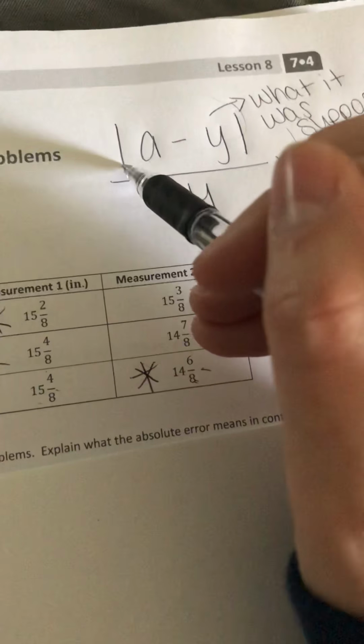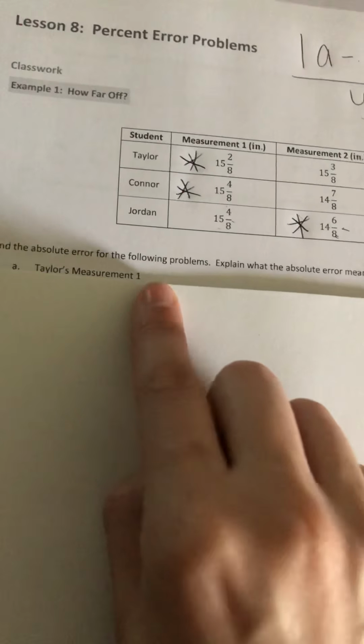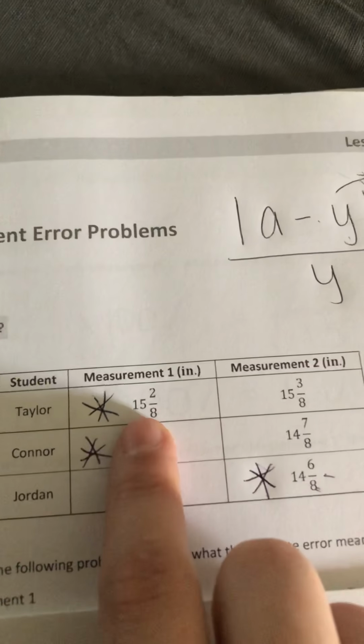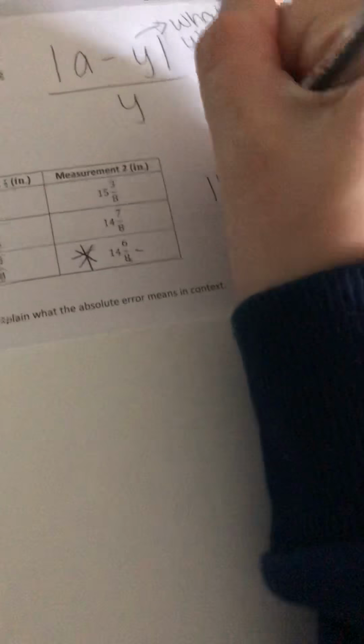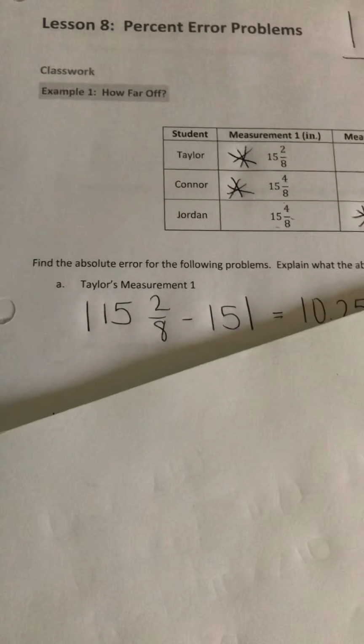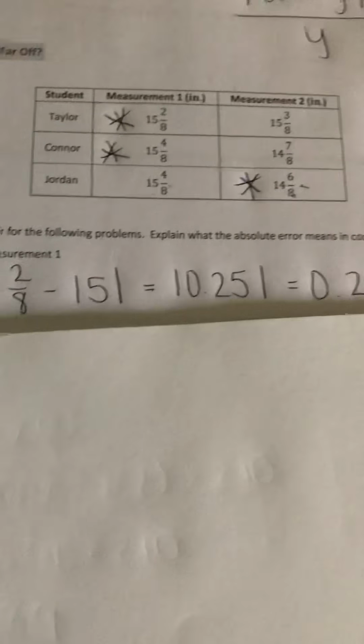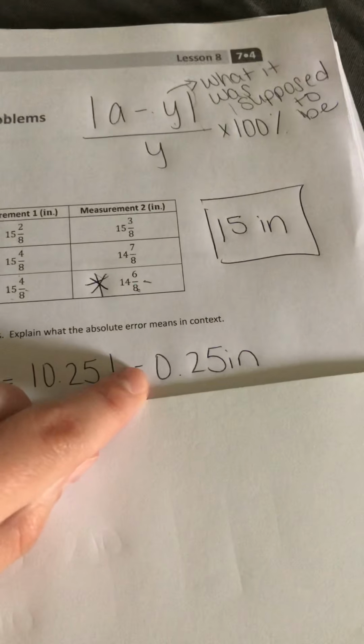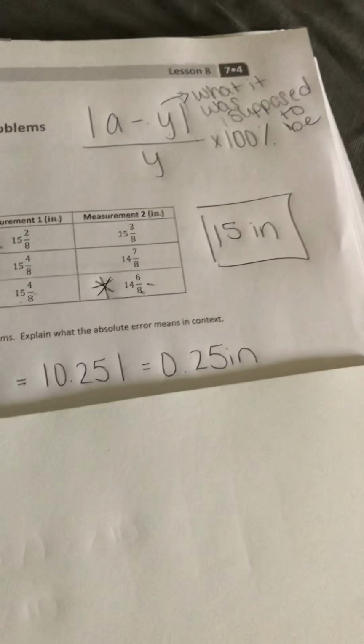So what we're going to do is just solve for the top part first, this absolute value A minus Y, end of absolute value. When we're looking at Taylor's measurement 1, A is what she ended up getting, 15 and 2/8, and what she was supposed to get is 15 inches. They were all supposed to get 15 inches because that's the size of the computer screen. So I'm going to take 15 and 2/8 minus 15, and then that's going to equal absolute value 0.25. So that means that the top portion only would be 0.25 inches. So we're going at this really slow, and then we'll add in the rest of this.